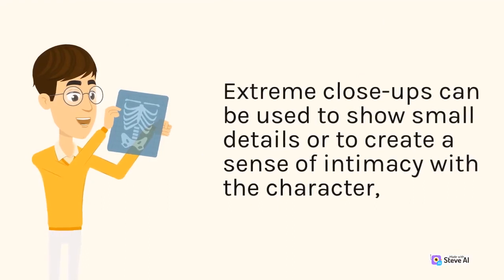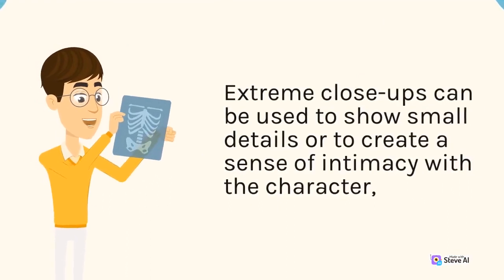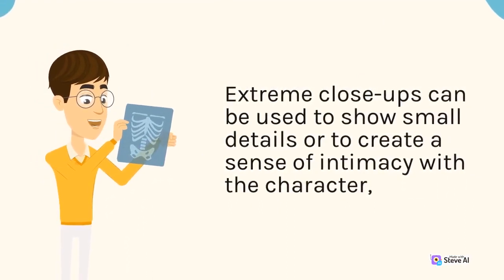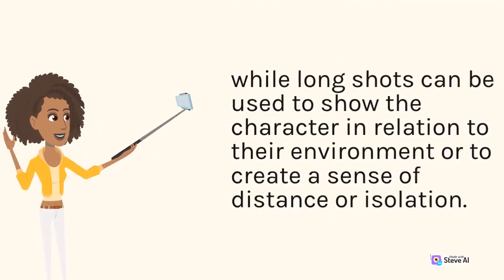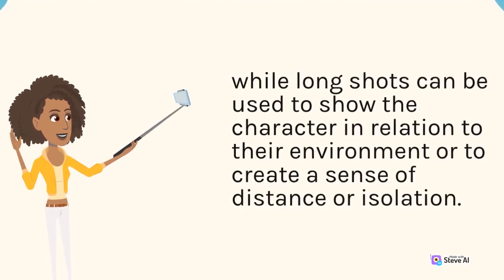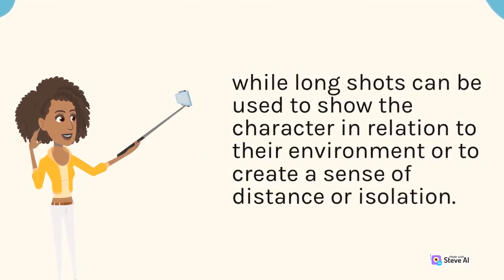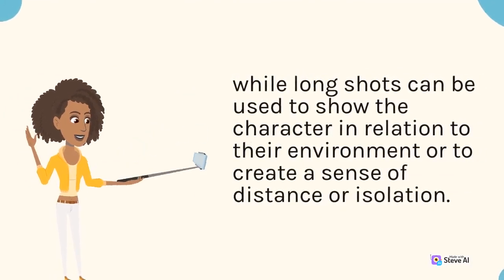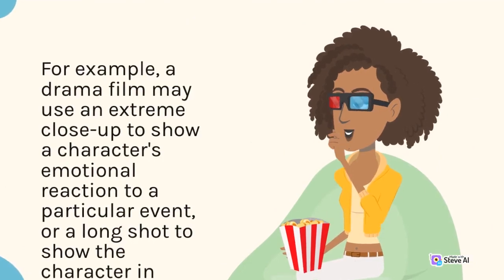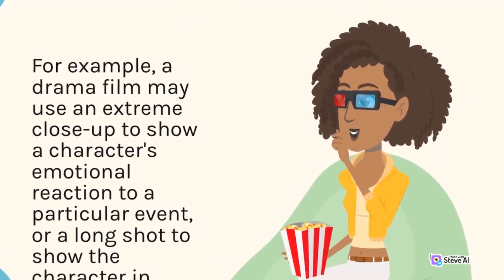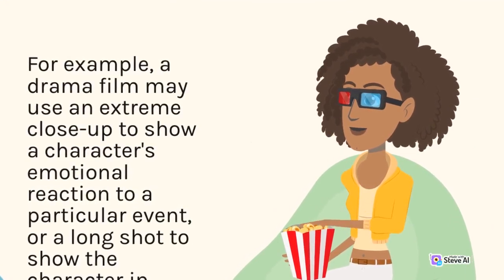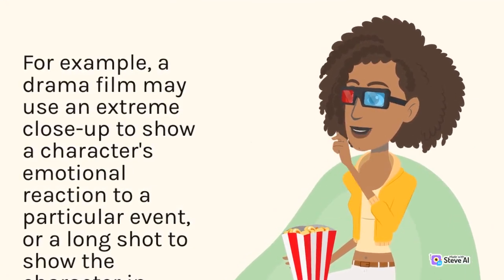Extreme close-ups can be used to show small details or to create a sense of intimacy with the character, while long shots can be used to show the character in relation to their environment or to create a sense of distance or isolation. For example, a drama film may use an extreme close-up to show a character's emotional reaction to a particular event, or a long shot to show the character in relation to their surroundings.